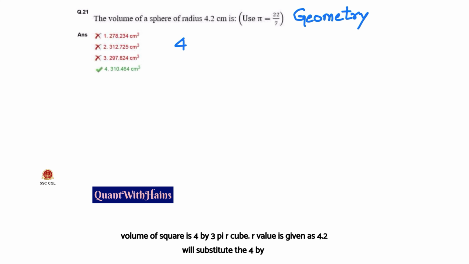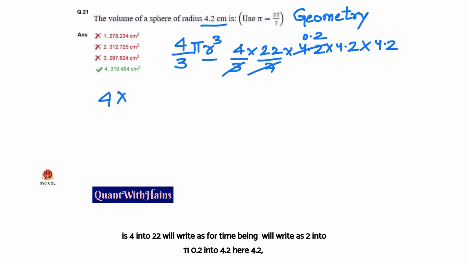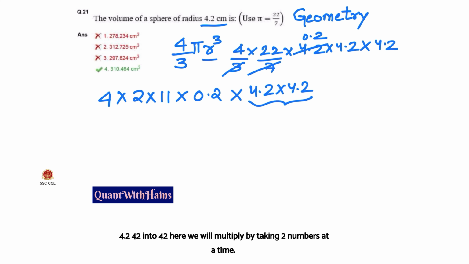As we know, volume of sphere is 4 by 3 pi r cube. R value is given as 4.2. We will substitute that. 4 by 3, pi value is 22 by 7, R value 4.2 into 4.2 into 4.2. 21, 7 3s are 21, 0.2. So our answer is 4 into 22, for time being we will write as 2 into 11, 0.2 into 4.2 into 4.2. Here 4.2, 4.2, 42 into 42.